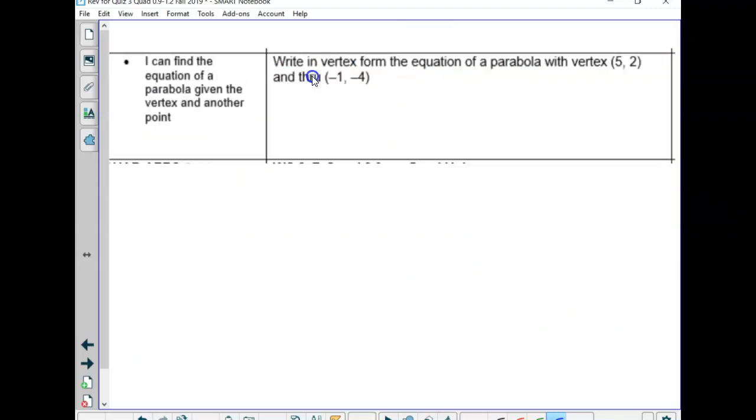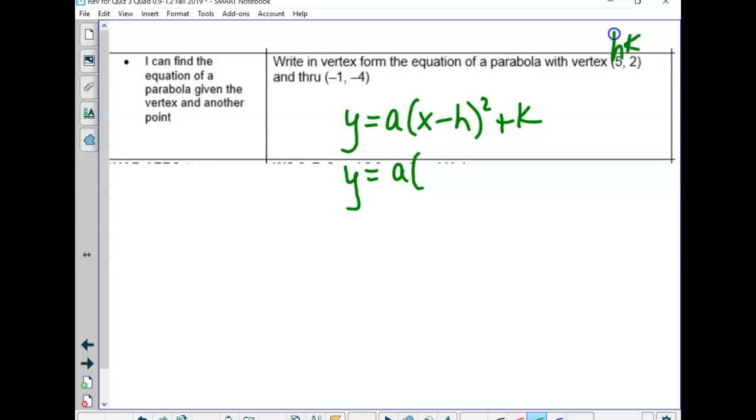What about writing an equation? This one makes me very nervous. How do we start? Do you remember? We start with vertex form, and we put in the vertex, which was 5, 2. And then how do we find A? This is not going to go well for you if you don't remember how to do this, guys. How do you find A?